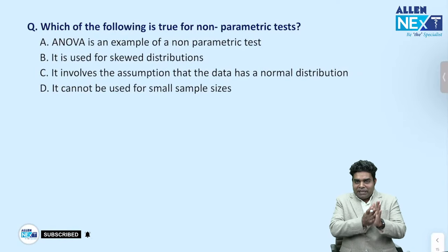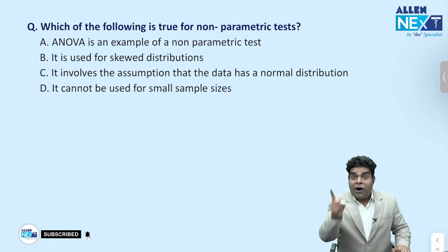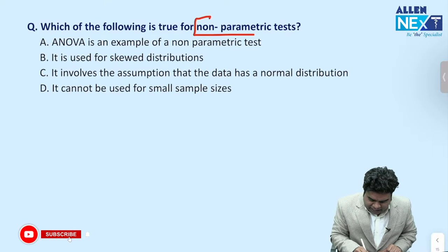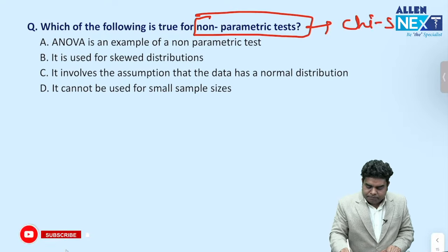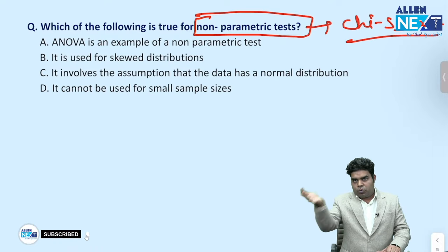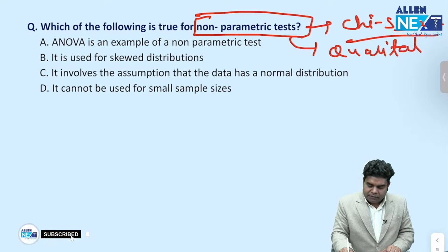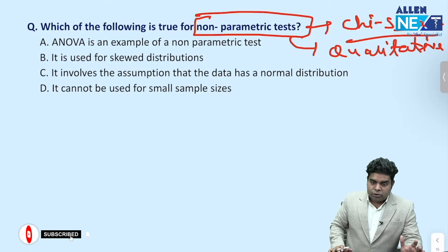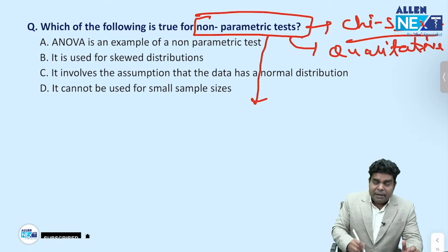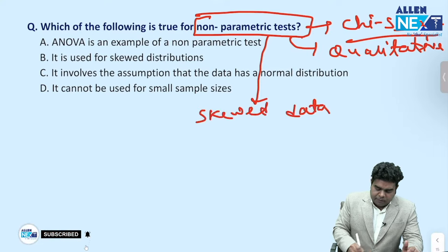Come here. So now you can see we are again back to the parametric, non-parametric thing. Which of the following is true for non-parametric? One thing is sure: chi-square is non-parametric. There are many others, but chi-square is for qualitative, categorical data. So qualitative and chi-square are in non-parametric. Second thing, parametric is for normal data. Non-parametric is for skewed data and for small sample size.